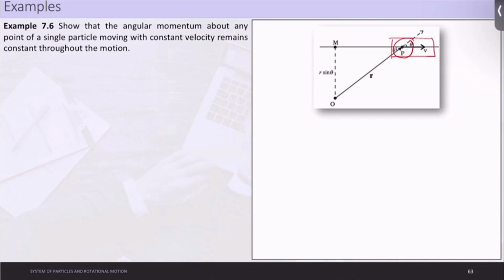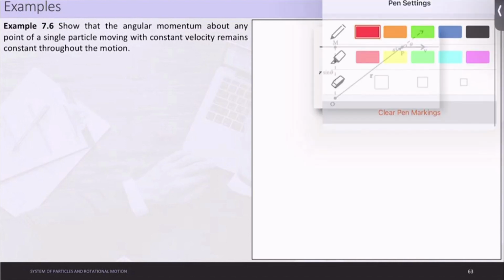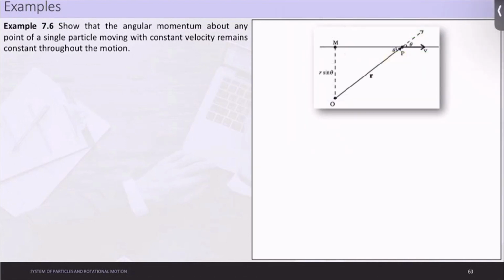So they are basically saying that even if you try to change this value of O, right? So if you change this value of O, let's say I calculate from this position or this position or this position, from any position O, the value of the angular momentum remains constant. So the question is basically show that the angular momentum about any point of a single particle moving with constant velocity remains constant throughout the motion. Okay, fine. So let us calculate this.